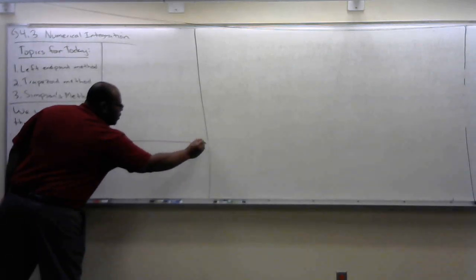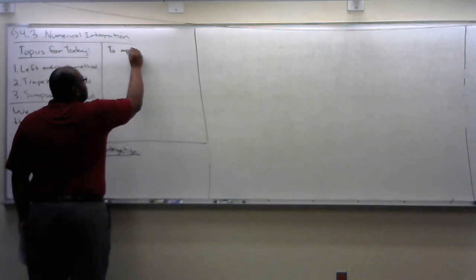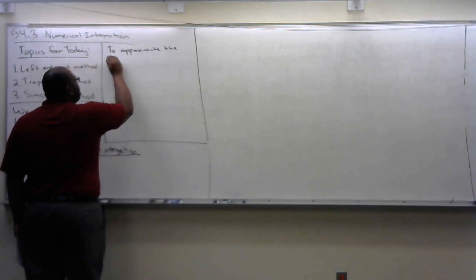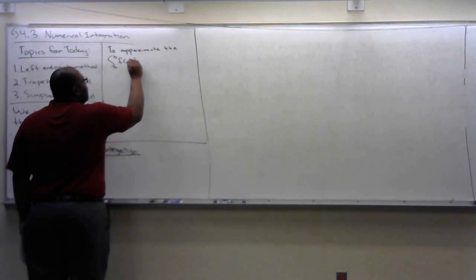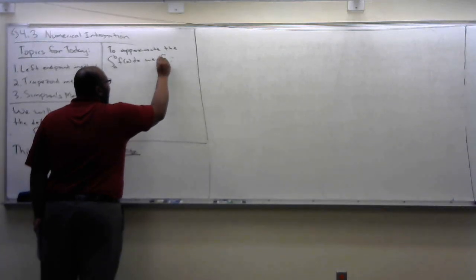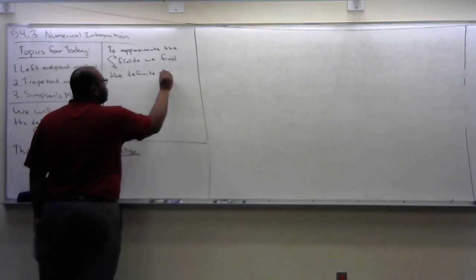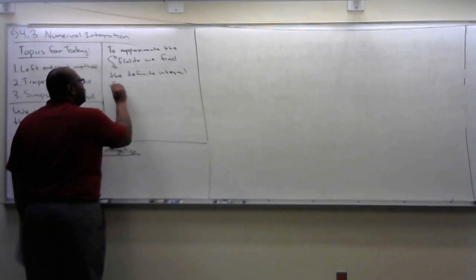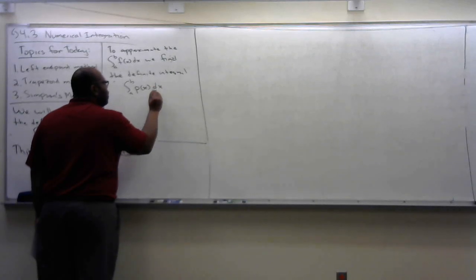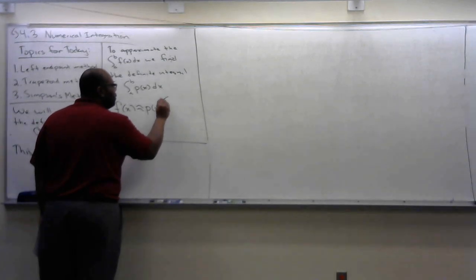So I want to say that here. Couldn't talk for a second there. So to approximate the definite integral from a to b of f of x dx, we find the definite integral from a to b of p of x dx, where f of x is approximately equal to p of x, and this is our interpolating polynomial.